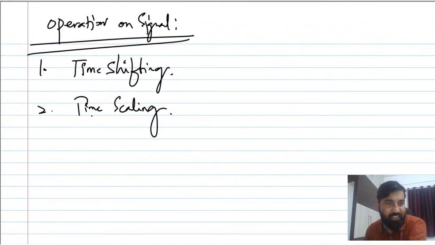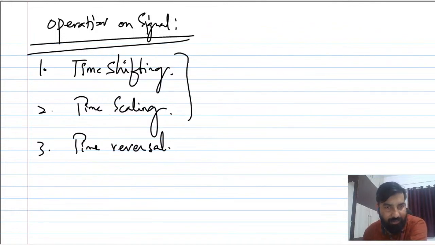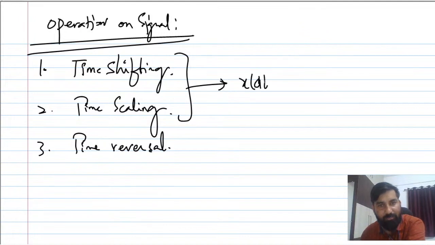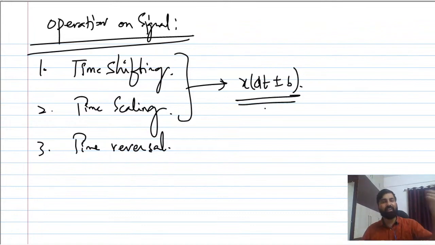Okay, the special case in case of time scaling will be time reversal. Also we will combine them, so we will be having x at plus minus b kind of thing, where time shifting and time scaling both are present. So this kind of situation also might occur.